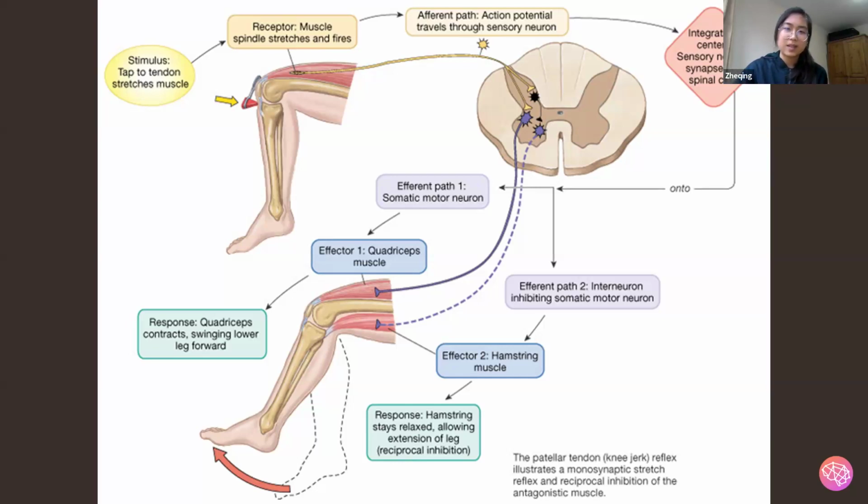There are actually two different pathways. The one that causes the contraction is the one that innervates the quadriceps muscle, so the quadriceps contracts, and then there's a second efferent pathway, where you have an interneuron that inhibits the antagonist muscle. So it's a reciprocal inhibition of the hamstring muscle, which causes the hamstring muscle to remain relaxed so that only the quadriceps contracts, and therefore causes extension and swinging forward of the leg.